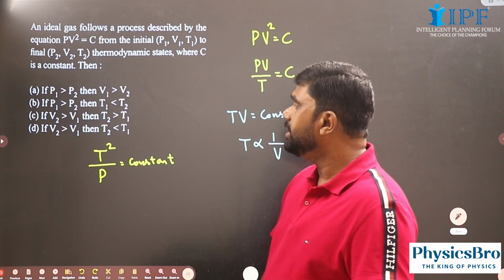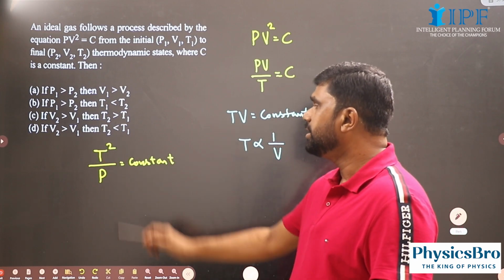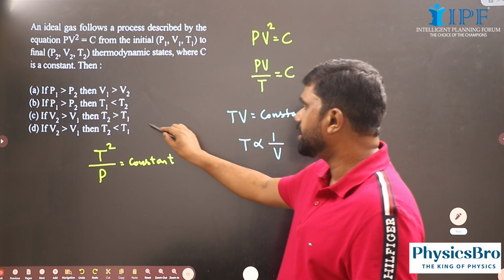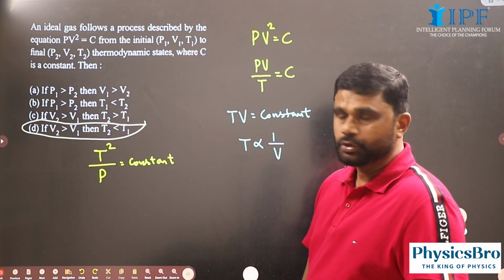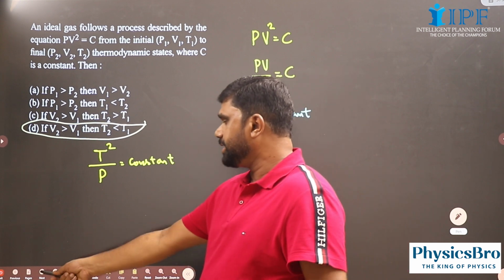Okay, and finally when V2 is greater than V1, T2 less than T1 can be true. That is the only statement that can be true among the four, right?